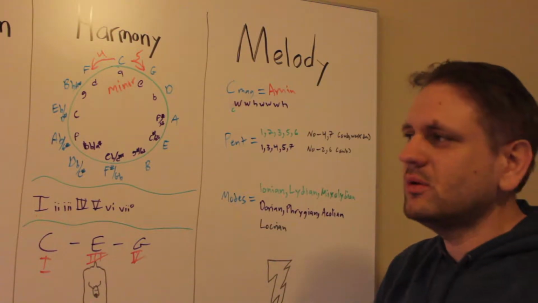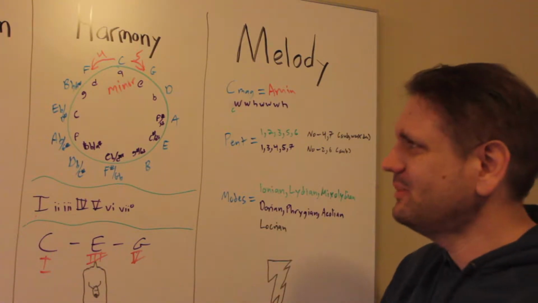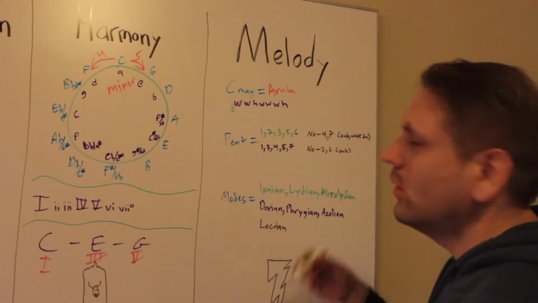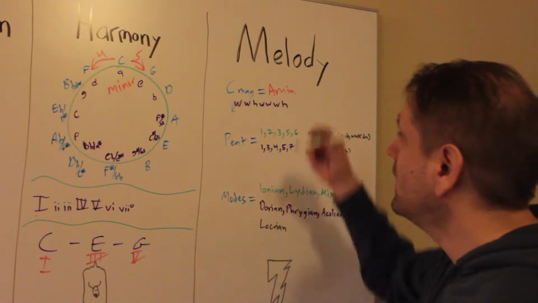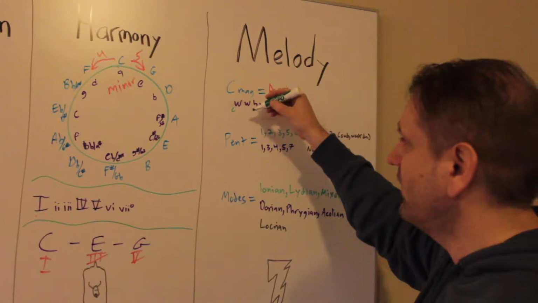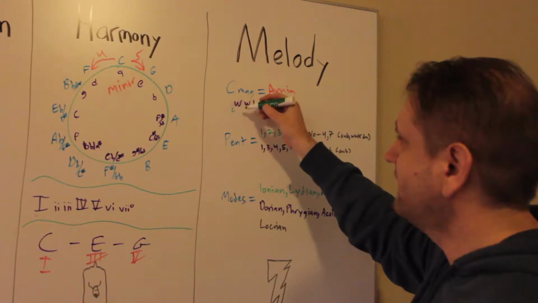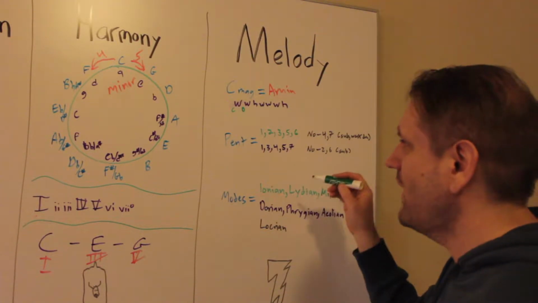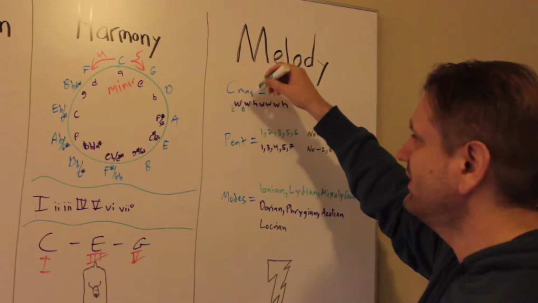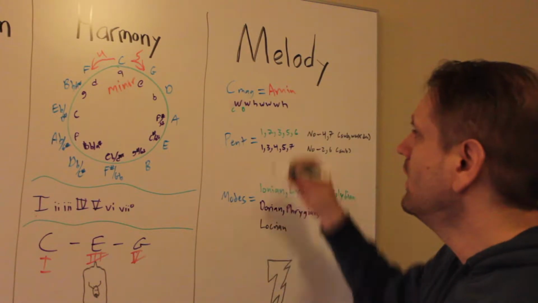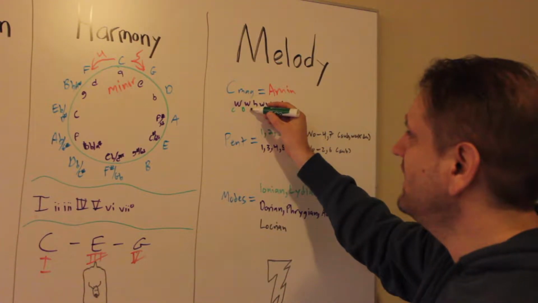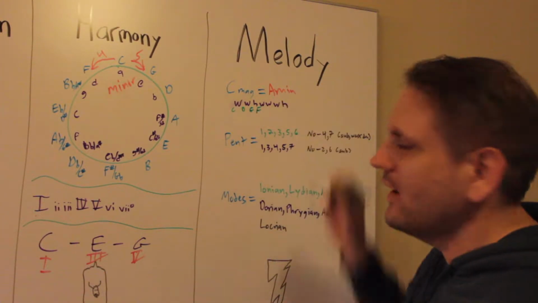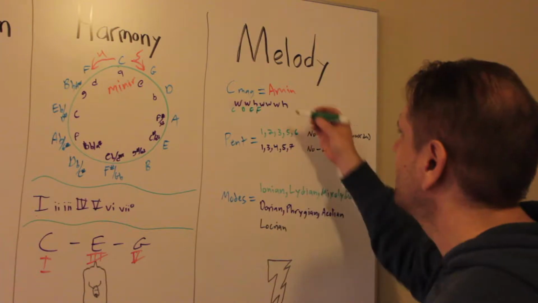And the reason people generally do C is because there are no flats or sharps in the C scale or the A minor scale. So, because there's no D flat, you're doing a whole step. A half step would go from C to D flat. A whole step goes from C to D. So another whole step from D would go to E. And then a half step goes to F because there is no F flat.